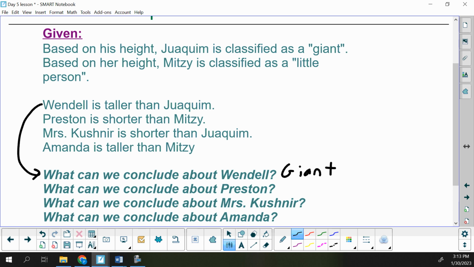If Preston is shorter than Mitzi, let's jump down to the bottom here again. What can we conclude about Preston? Well, if Mitzi, based on her height, is classified as a little person, then we could say that Preston would also be a little person.